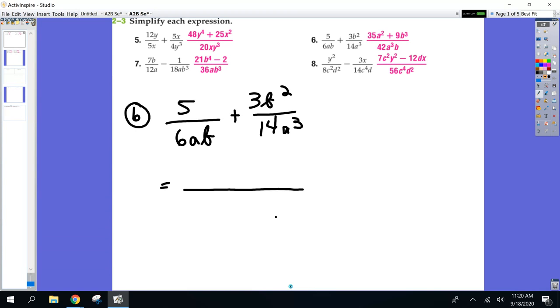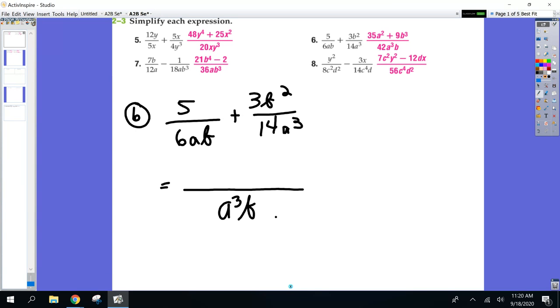Anybody remember which one I take out? The one with the highest exponent. So this is going to have an A to the third in it, and it also has a B in there. Just because both fractions don't have a B doesn't mean it doesn't go in your common denominator. All right, let's start talking about these numbers then.